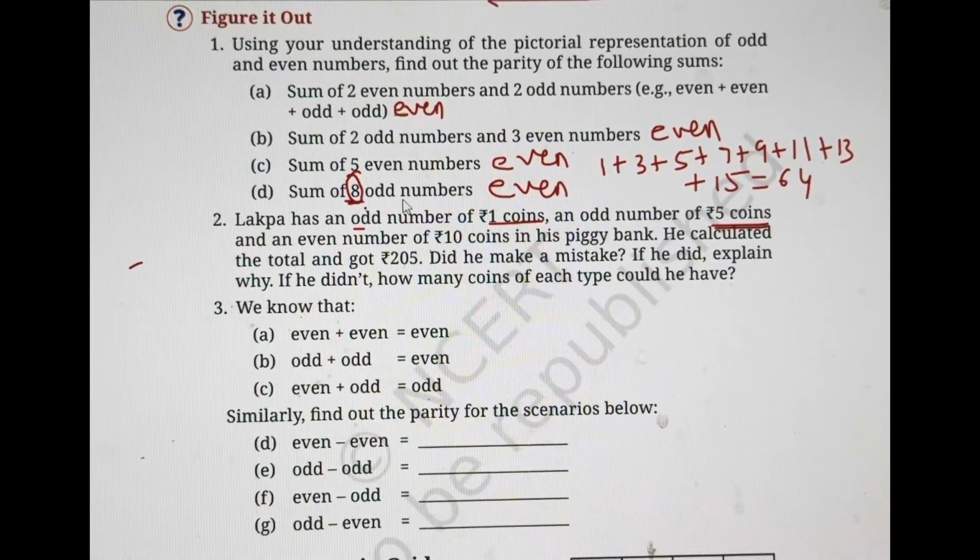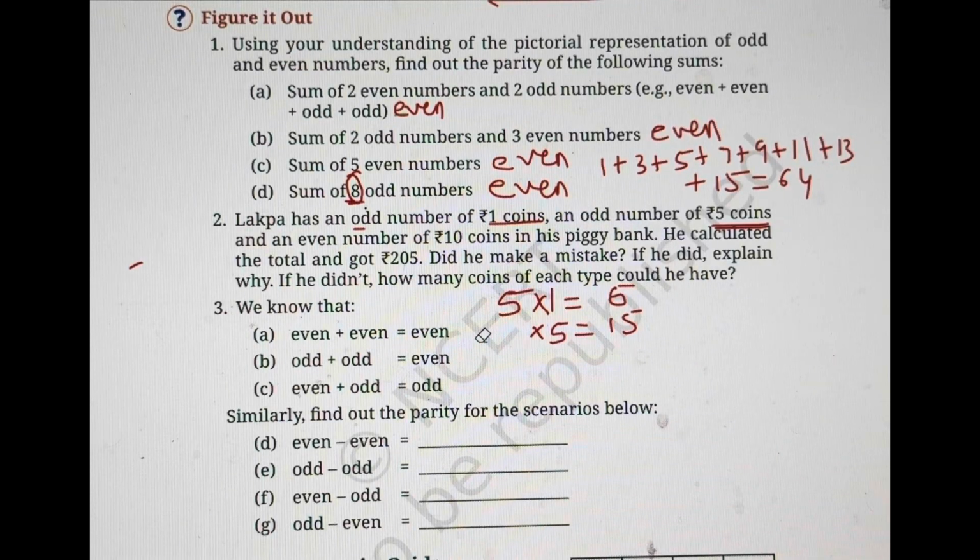So now let us take an example. Suppose he has 5, an odd number of 1 rupee coins. So 5 into 1 means 5 rupees he has. Then an odd number of 5 rupee coins. So maybe 1 5 rupee coin, or we can take 3 5 rupee coins. So 3 5s are 15 rupees. He has 5 rupee coins, right?